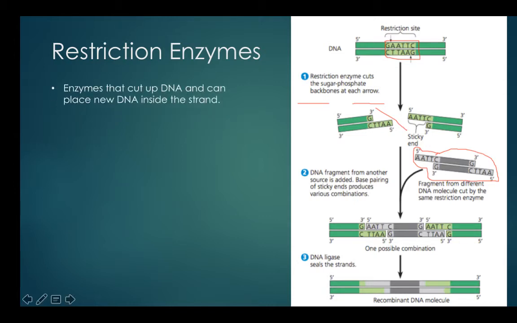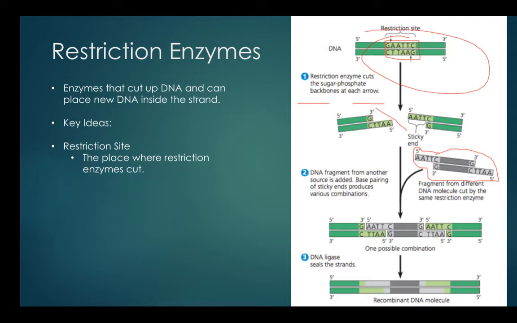A couple of key ideas here: restriction enzymes are basically just enzymes that cut up DNA and then can place new DNA inside that strand. A couple of key terms you have to know for this is restriction site. This is basically where the enzyme is going to be cutting. So that's right here, the restriction site right there.